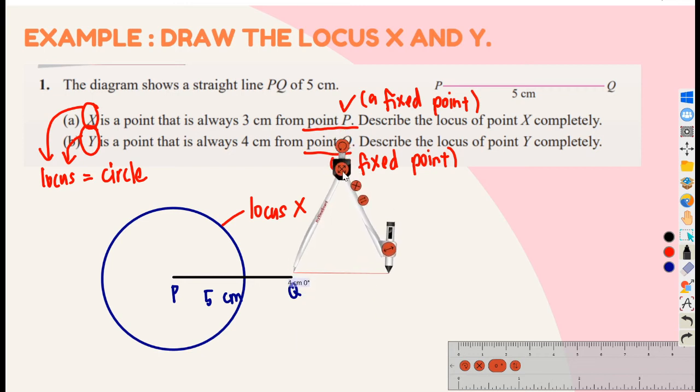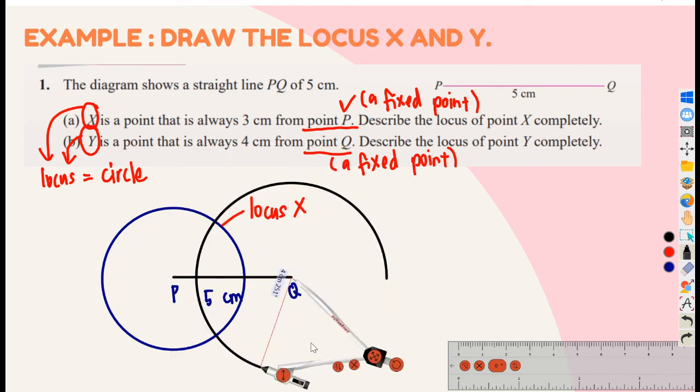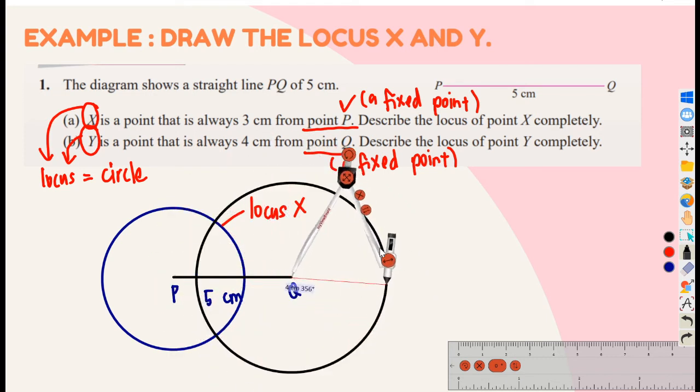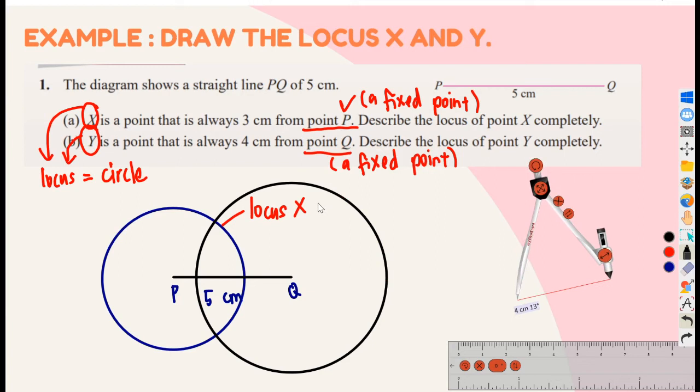Put the sharp point here at Q, and then you draw a circle. As you can see, this is the locus Y. Next we want to label. So here is the locus Y.